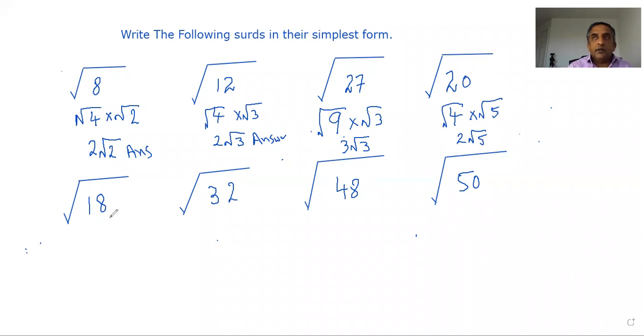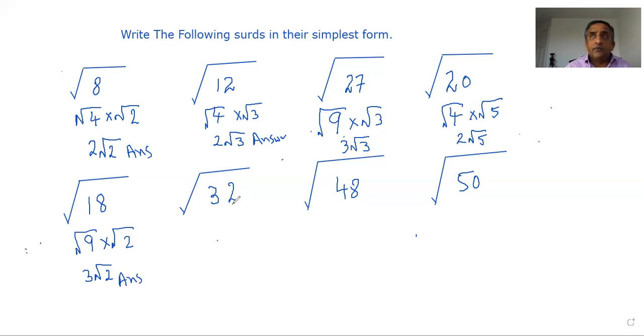Now next one, square root of 18. We can't work it out, so what we can do is split 18 into two parts. We know that 18 means square root of 9 times square root of 2. So we can write 9 and 2. Square root of 9 is 3, and then square root of 2 we can't work out anymore. So this will be our answer for this one, right?